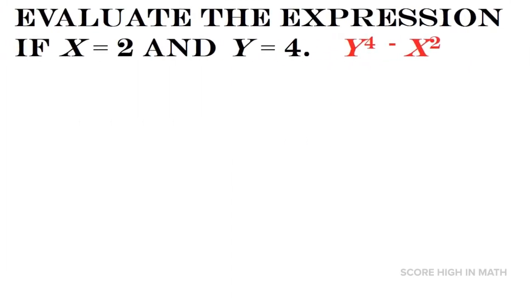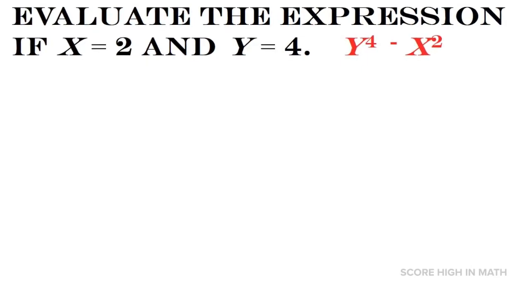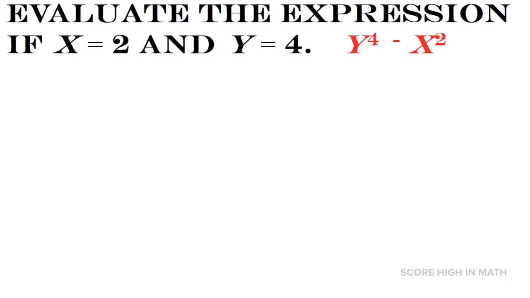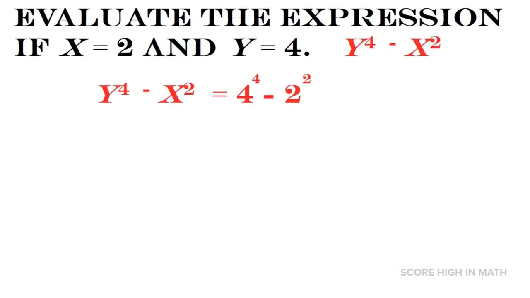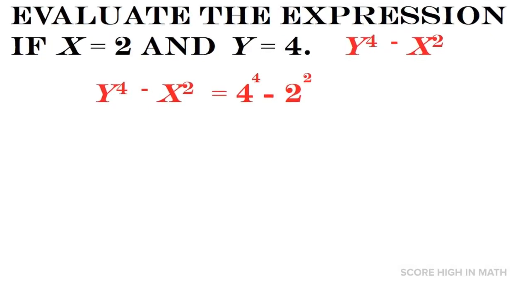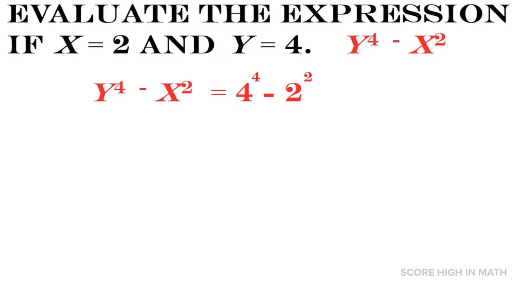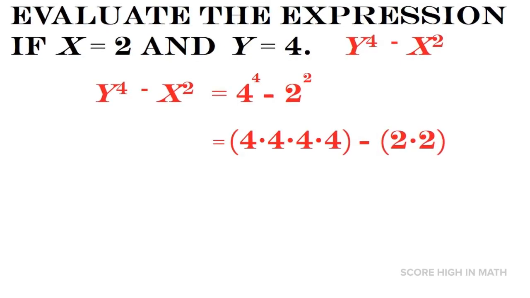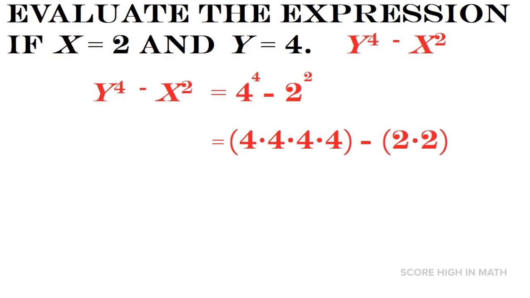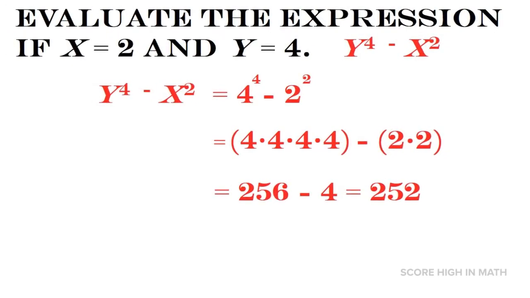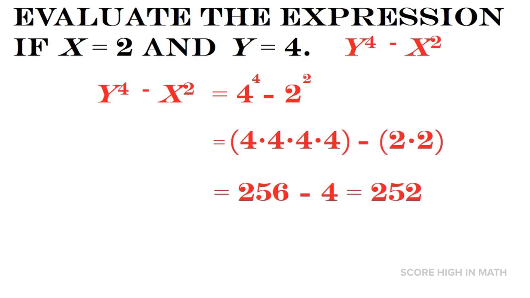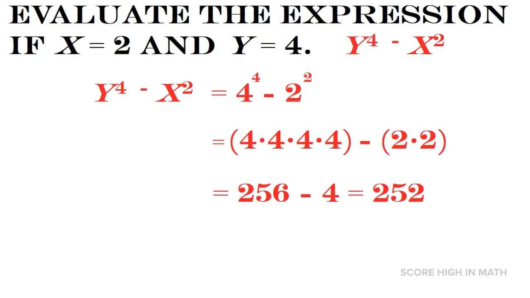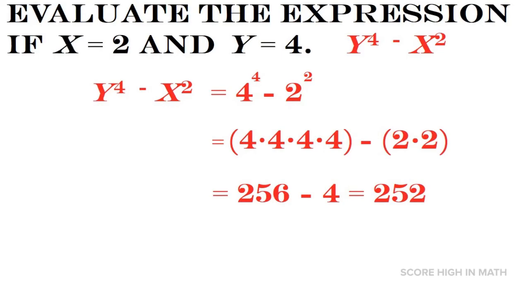What about this example? Evaluate the expression if x is equal to 2 and y is equal to 4, when the expression is y to the 4th minus x squared. Substituting the values in the given expression, we come up with 4 to the 4th minus 2 squared. Writing the power as a product, it will give us 4 times 4 times 4 times 4 minus 2 times 2. Multiplying 4 times, it will give us 256, and 2 times 2 will give us 4. Therefore, 256 minus 4, we come up with 252.